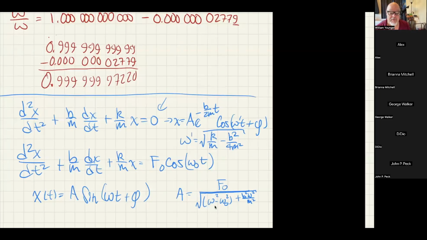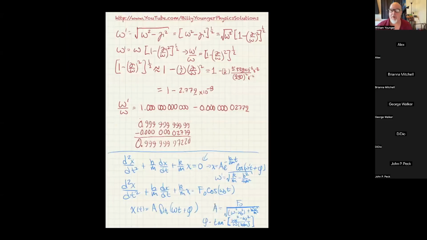And in fact, they'll go even further by letting us know that phi in this situation is going to be the inverse tangent of omega 0 squared minus omega squared over omega times b over m. So what I want you to be able to do is, yes, obviously in homework problems and in even online tests, you can quickly look up this answer and just plug these things in. That'll be fine.